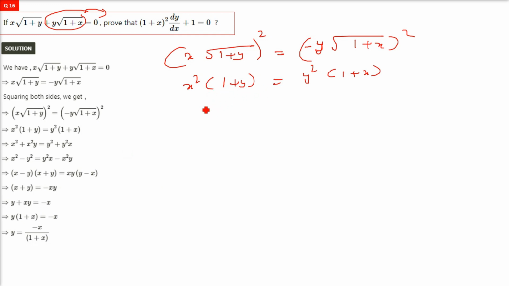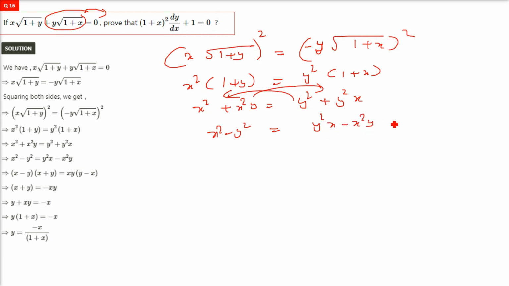Alright. So this is going to be x² plus x²y, then y² plus y²x. And this x² minus y², we can have a formula. So let us bring this y² on the left hand side and x²y on the right hand side. x² minus y², we get y²x minus x²y. And so we can take xy common from the right hand side. I'm just taking the right hand side. So it is going to be y minus x. x² minus y² will be (x−y)(x+y), a minus b, a plus b. So xy(y − x).